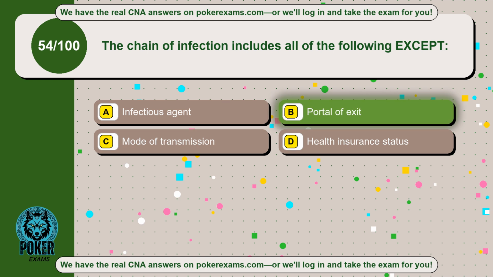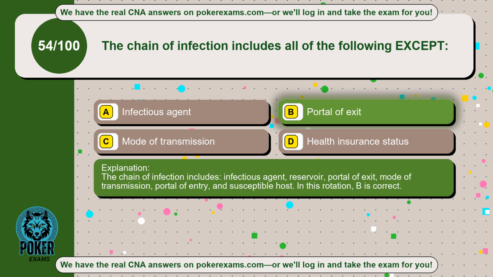The correct answer is option B. Portal of exit. The chain of infection includes infectious agent, reservoir, portal of exit, mode of transmission, portal of entry, and susceptible host. In this rotation, B is correct.